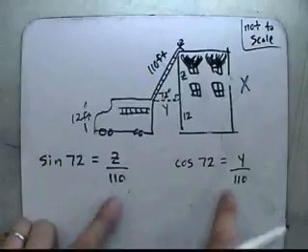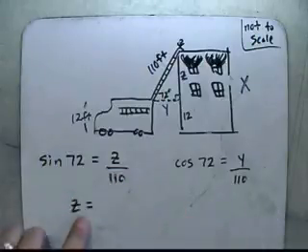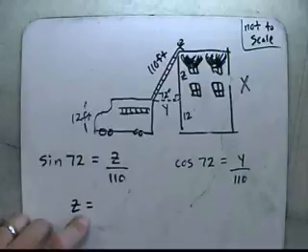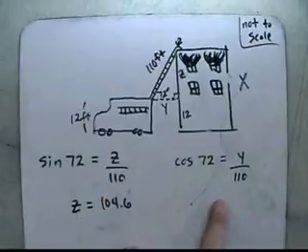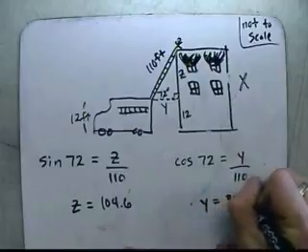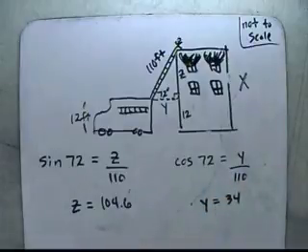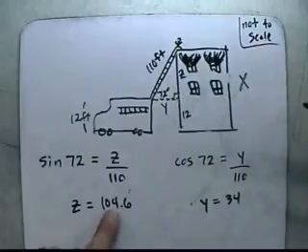And now we just multiply by 110 by both of those, and that'll give me z and y. So z is going to equal the sine of 72 multiplied by 110, so I'm going to get 104.6. And as far as parking it away from the building, it's going to be 110 and so 34 roughly. So y is going to be 34 feet. I'm going to park 34 feet away from the building. And then from the bottom of my ladder, it's going to go up 104.6 feet.